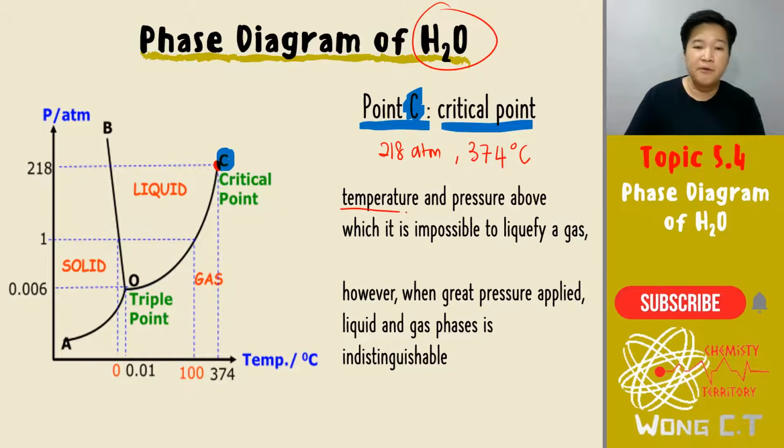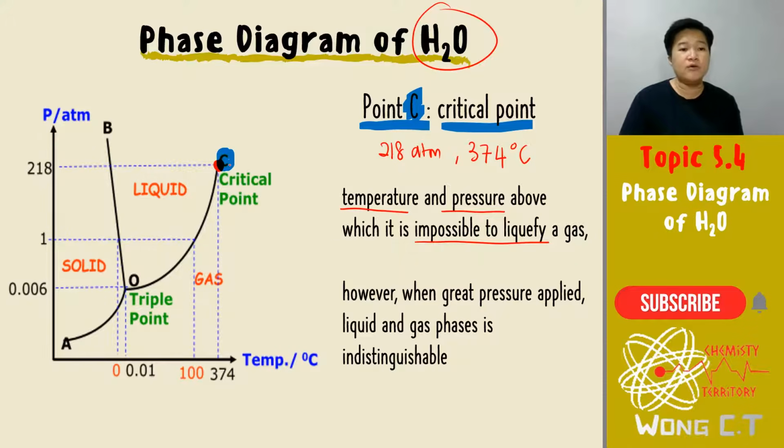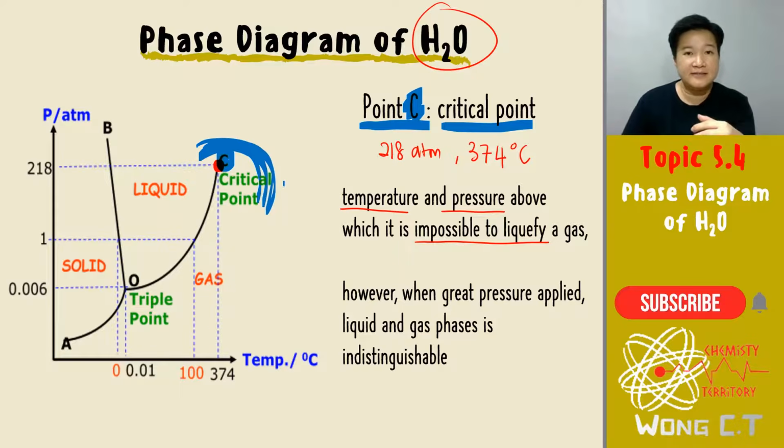Critical point is above this temperature and pressure, it's impossible to liquefy a gas. So anything above this temperature and pressure, we cannot liquefy the gas because I cannot even differentiate liquid and gas. The same thing like your carbon dioxide, any temperature and pressure above this point, we cannot differentiate liquid and gas. Simple. That is about critical point.